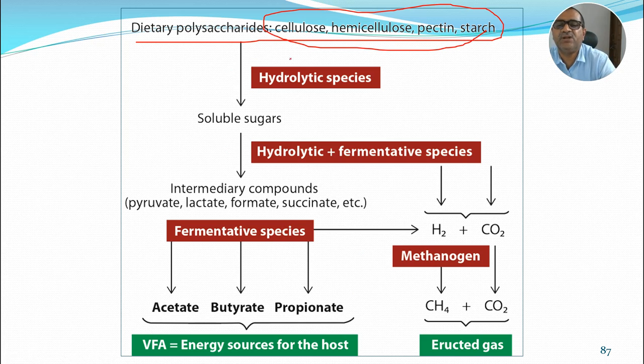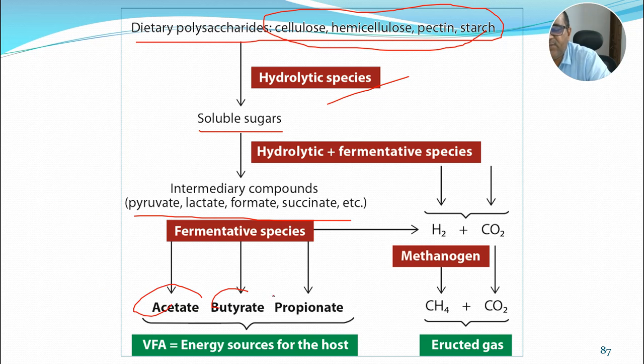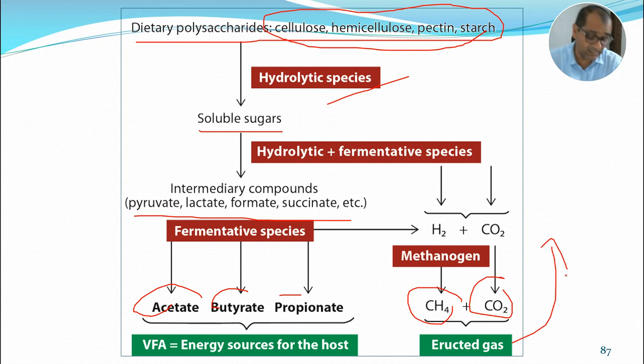There are varieties of hydrolytic species of bacteria, and they convert these into soluble sugars. Then hydrolytic fermentative species of bacteria will act, and intermediary compounds will also act, and the products produced are pyruvate, lactate, formate, and succinate. From these, the volatile fatty acids are produced: acetate, butyrate, and propionate. The methanogens are the bacteria which produce methane and carbon dioxide, and these will be eructated out.